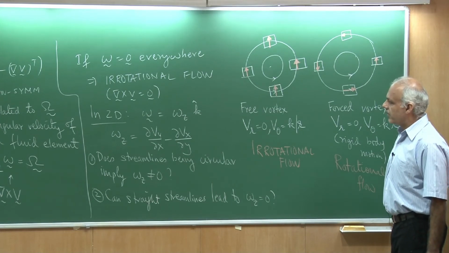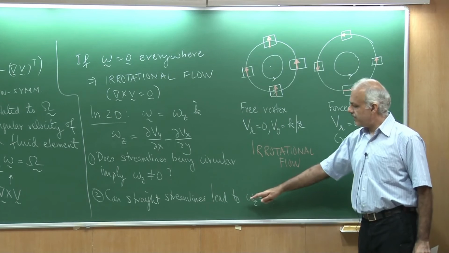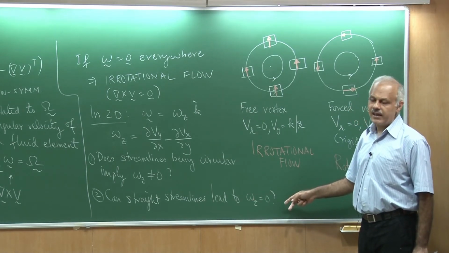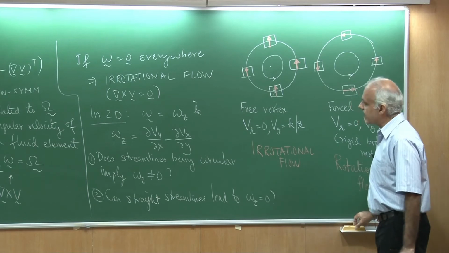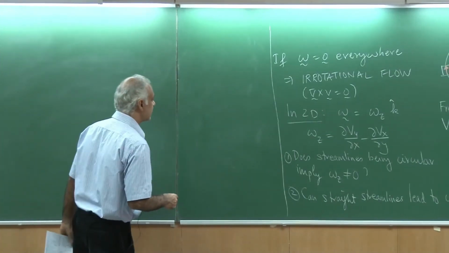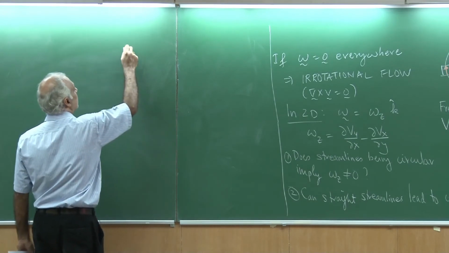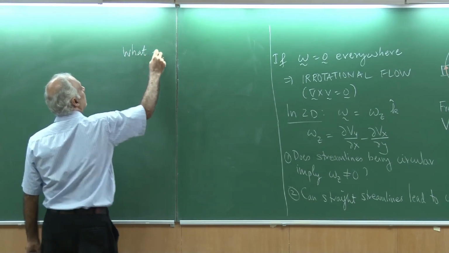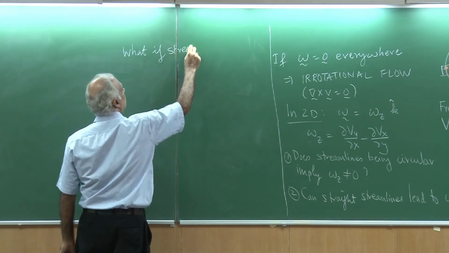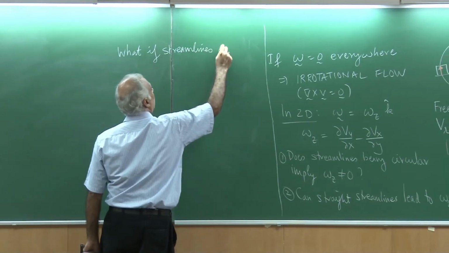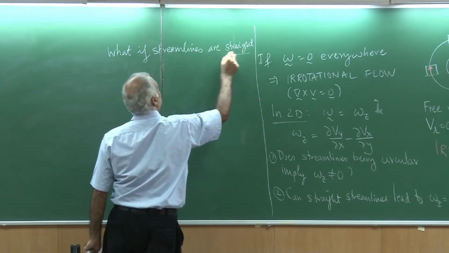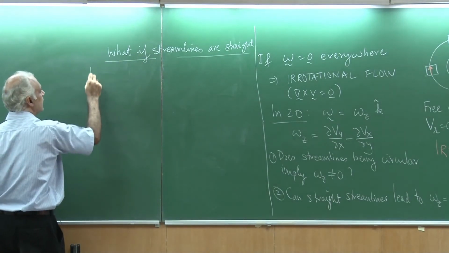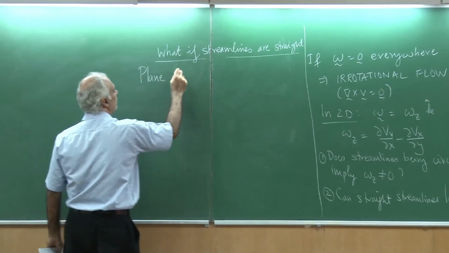Now we come to the second question: if I have straight streamlines, am I guaranteed that omega z is 0? That means it is an irrotational flow. So let's try to answer that. Now we are going to ask ourselves the second question: what if streamlines are straight? And here I would like to give you the example of the plane Couette flow.